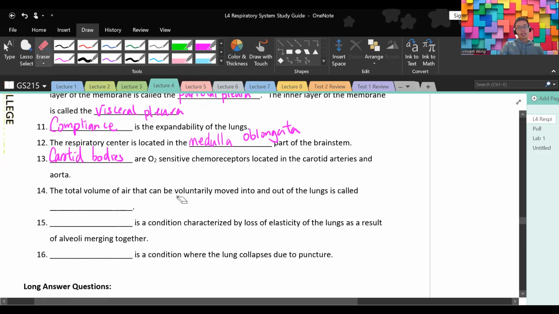Total volume of air that can be voluntarily moved in and out of the lung is called the vital capacity. Loss of elasticity as a result of alveoli merging together: emphysema. Condition where the lung collapses due to puncture, that's pneumothorax.